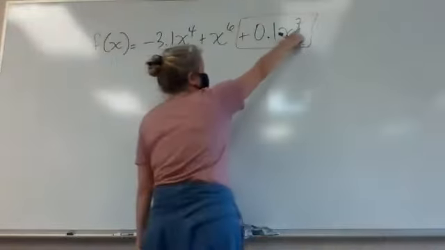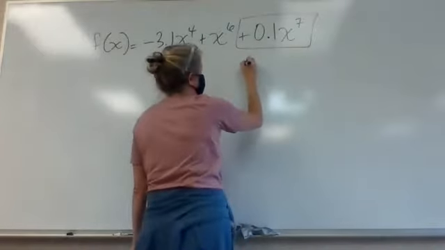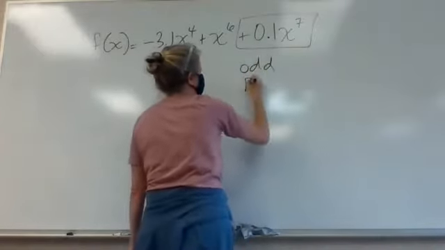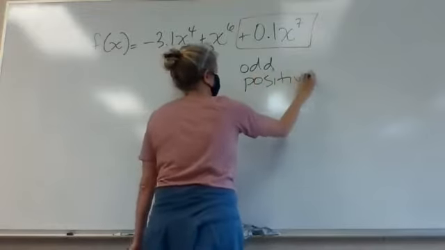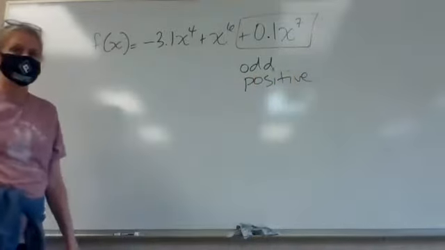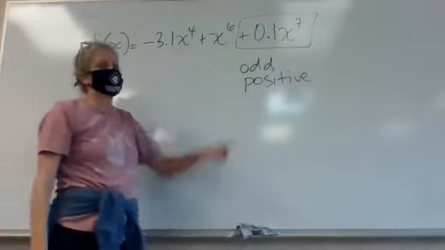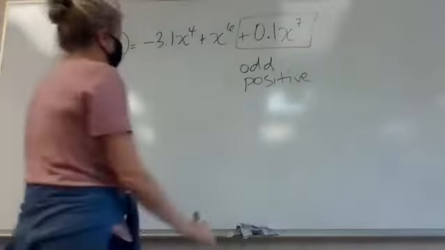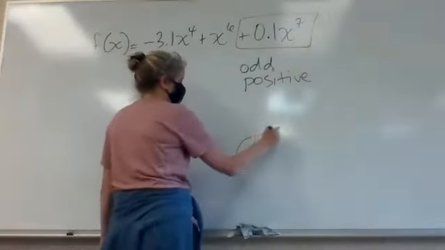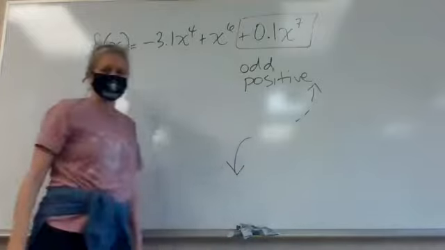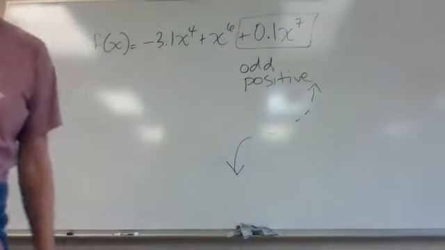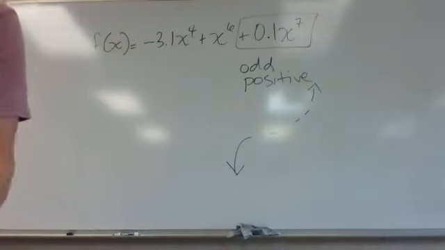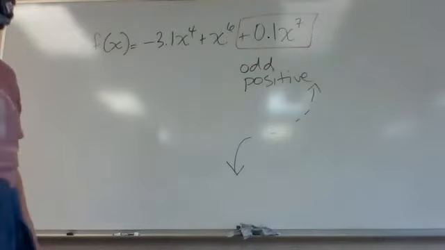So again, you're just going with the exponent and the sign. So this one is an odd number and positive. Odd tells me my ends are doing the opposite of each other, one up, one down. And positive means it starts low and travels high. All right, last one like this, number four.